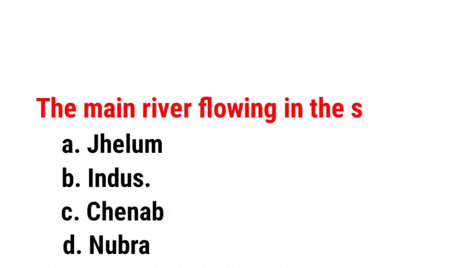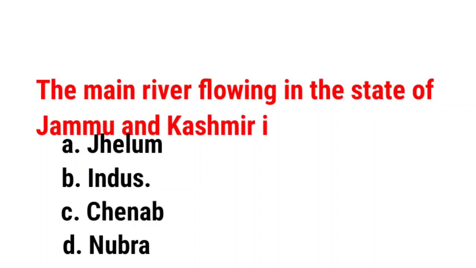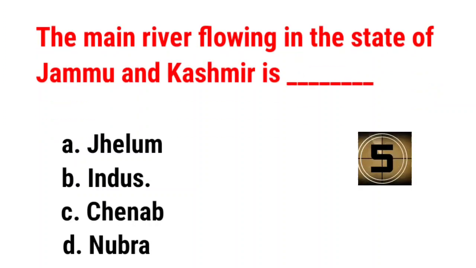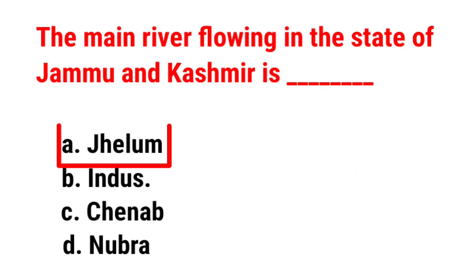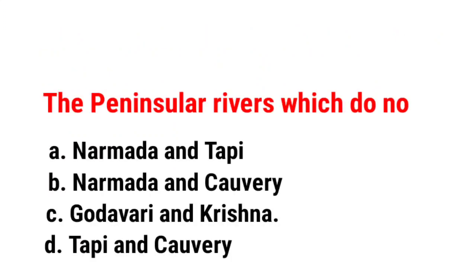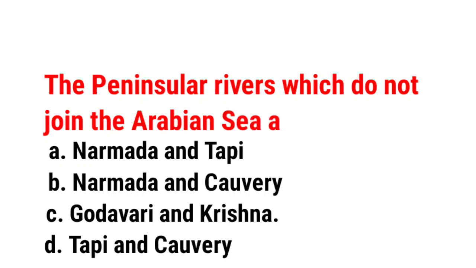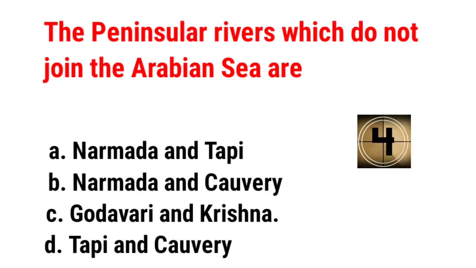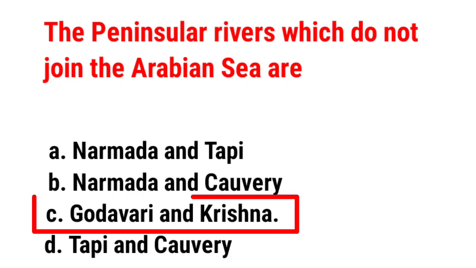The main river flowing in the state of Jammu and Kashmir is? Correct answer is Jhelum. The peninsular rivers which do not join the Arabian Sea are? Correct answer is Godavari and Krishna.